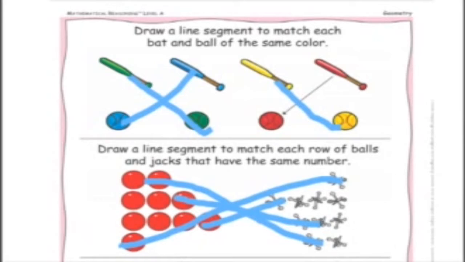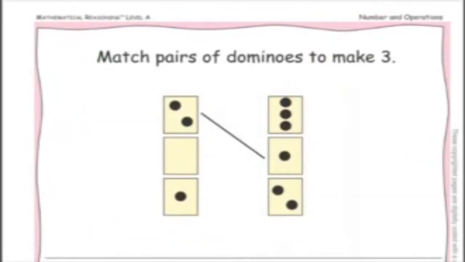Now let's move on to dominoes. Match pairs of dominoes to make 3. We want to make 3. You can see 2 and 1 made 3 because I have 2. When I add 1, I will have what? 3. Now let's pick another example of dominoes that will make 3.